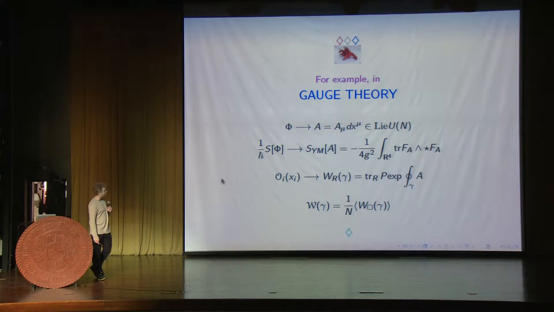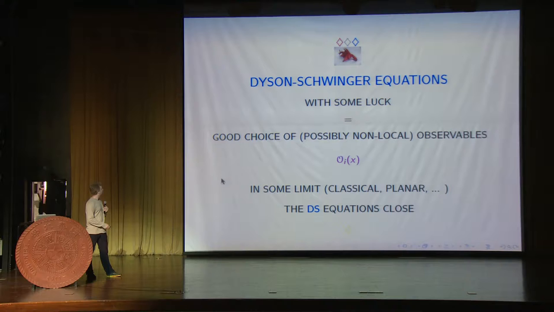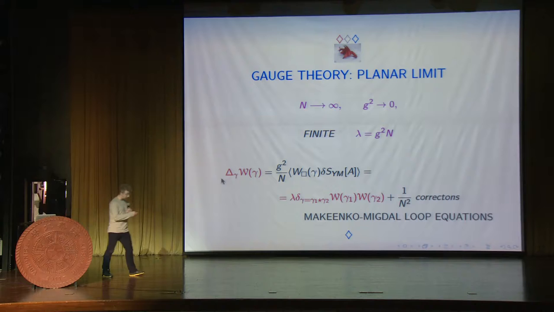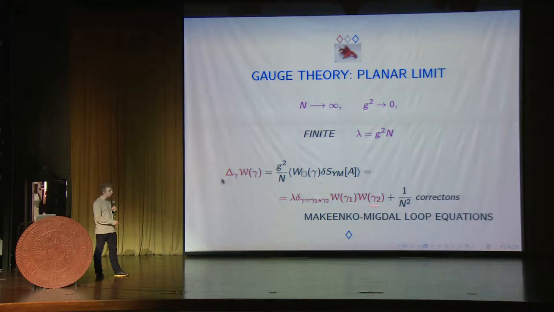For example, in large N gauge theory, the normalized Wilson loop observables in the fundamental representation, in the 't Hooft limit, form a system of equations which looks like a closed system of equations in the loop space, some kind of Laplacian applied to this Wilson loop is equal to the distribution on loop space supported on the loops which split into two loops, where you have a product of such operators.